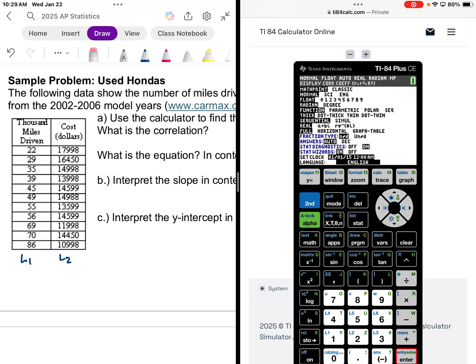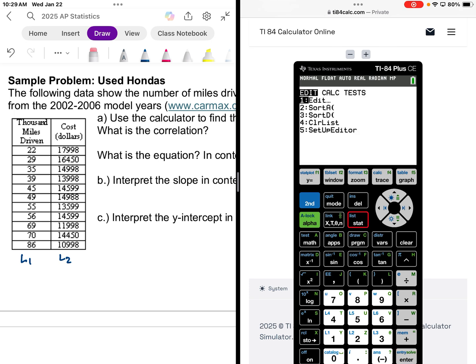Okay. Now that I turned on my stat diagnostic, we're going to press stat, arrow over to calculate. I'm going to go down to option number 8, or you can just press the number 8, press enter. Make sure you have your L values right. Where did you put the X values? We put them in L1, Y in L2, so it's set up right.